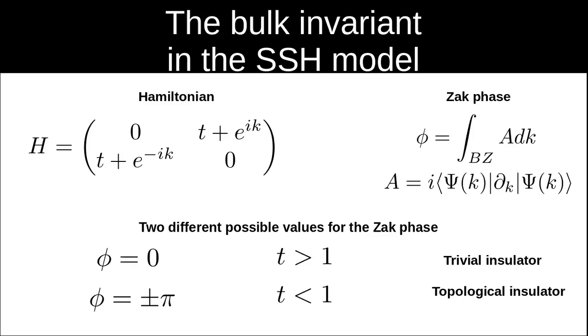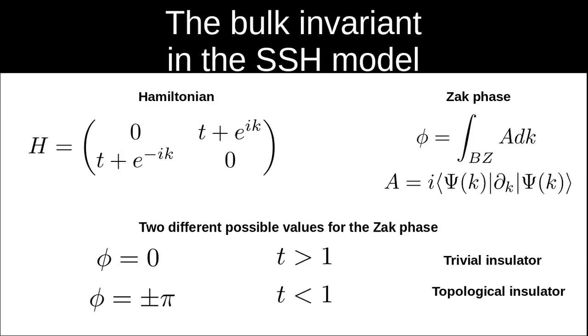And you can actually do this integral very easily. And you can easily show that if t is bigger than 1, then the phase doesn't wind around the origin, and the very phase that you get at the end is 0. So this is essentially a trivial insulator, whereas if t is smaller than 1, then the phase winds around the origin just once, and you get a topological insulator. And in particular, you get a Berry phase that is plus minus pi.